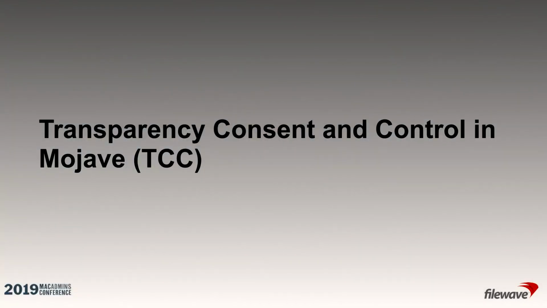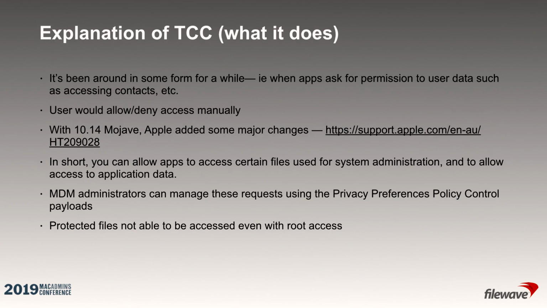So now the fun part. Transparency, consent, and control in Mojave, or TCC for short. Apparently it's been around for quite some time, kind of just sitting there. It's that thing where, anytime you used to ask for permissions of things, that's basically what it was handling. Generally, it didn't pop up a lot, but the user would say, yes, you can access my contacts. Okay, and then you're done with it, and you don't think about it again.